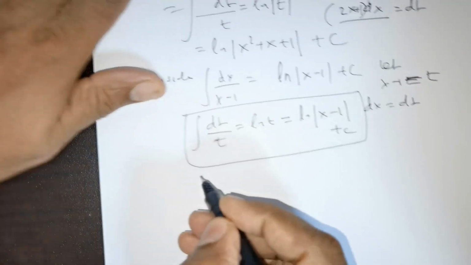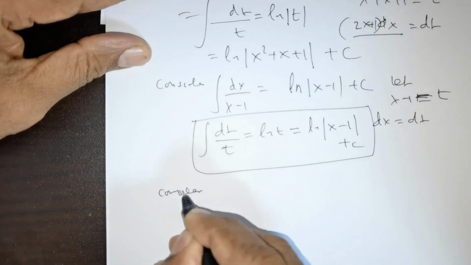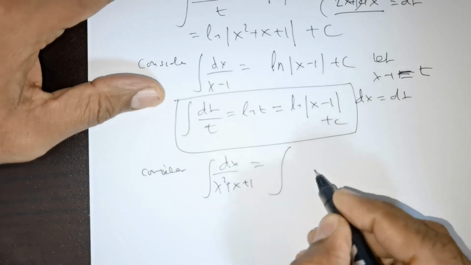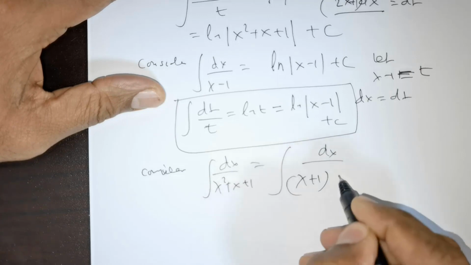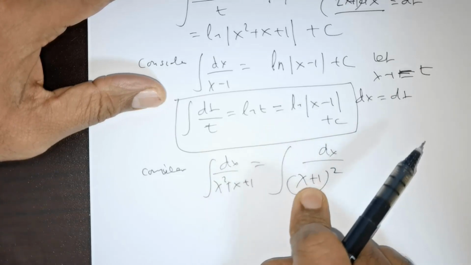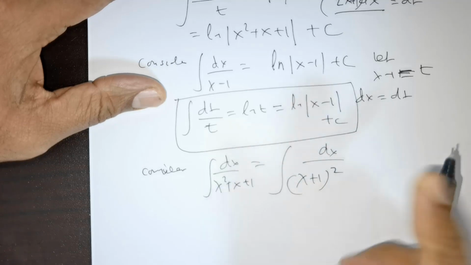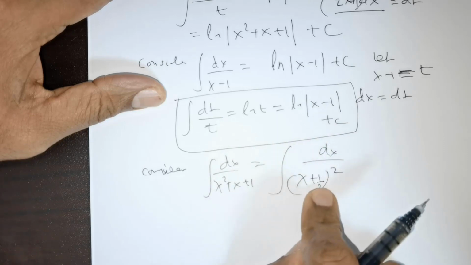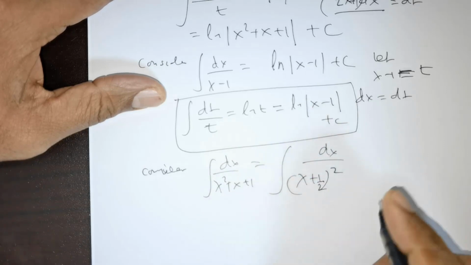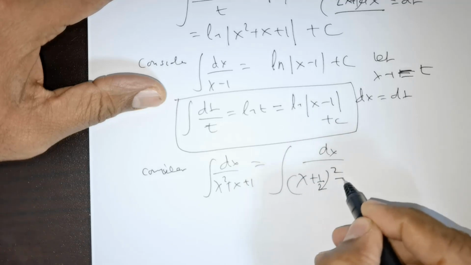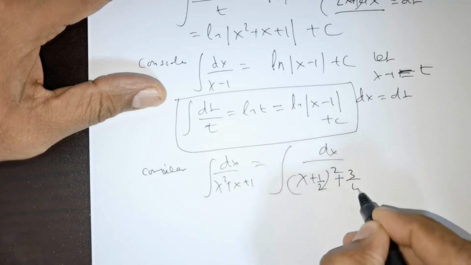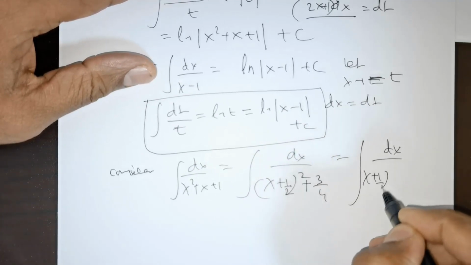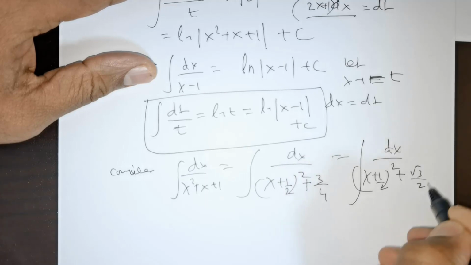Now let me take this as 3. So you consider integral dx over (x²+x+1). I would like to write this as integral dx over (x+1) raised to the power of 2. You get x²+2x, right? I don't want a 2x, I want x, so I divide this by 2. So 2 times x times 1/2 will give me x+1/2. Now (1/2) squared is going to be 1/4, but I need a 1/4 added with 3/4, right? So this is equal to integral dx over (x+1/2) whole squared plus (root 3 over 2) whole squared.